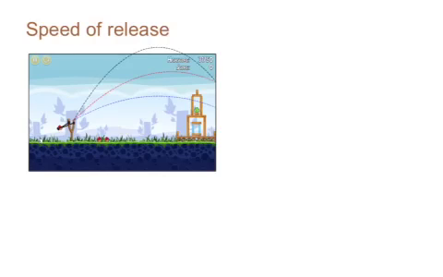The second part is speed of release. This also impacts a little bit on projectile motion in terms of how fast the object is actually released. Just looking at this example over here, the speed of release is going to impact on the distance traveled for the bird in this particular example. If it's a lower speed of release, even if you have a 45 degree angle, that distance is going to change depending on the speed of release.